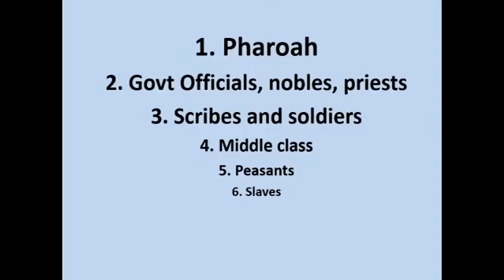Now this is the hierarchy in the social setup of the Egyptians. The pharaohs were at top. Pharaohs were not one person or two persons, it was a group of people. Then at number two, we had the government officials, nobles and priests. Number three were the scribes and soldiers. Then we had the middle class. Then there were peasants, and then there were slaves or the prisoners of war. So in this way their society was being governed. And in certain cases, the pharaohs were also very, very religious persons. And they controlled everything.